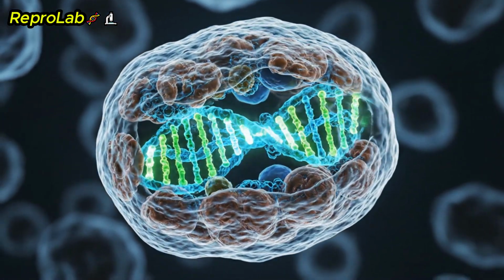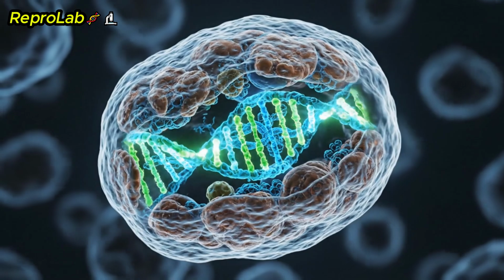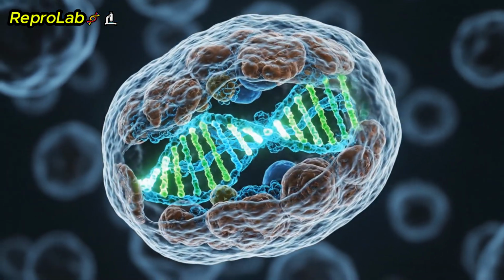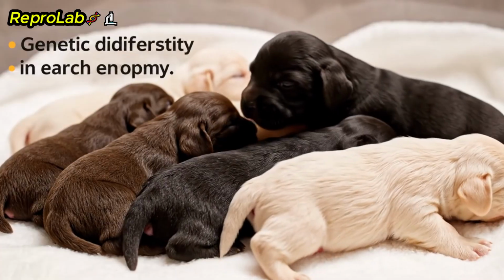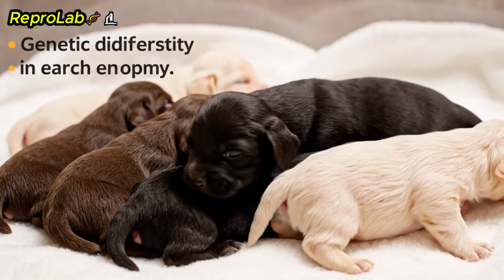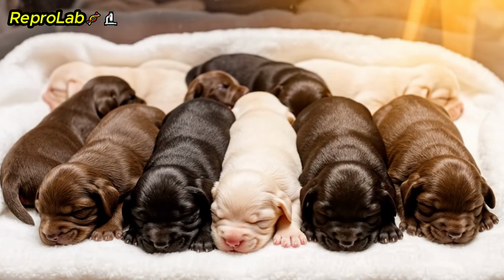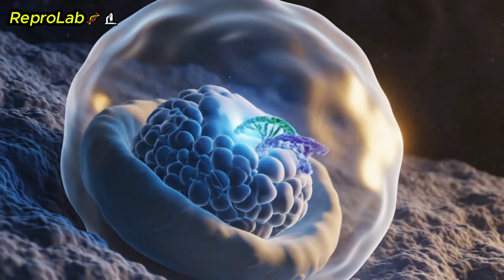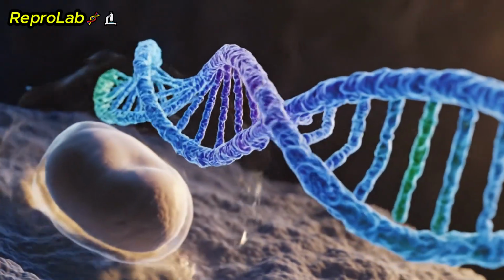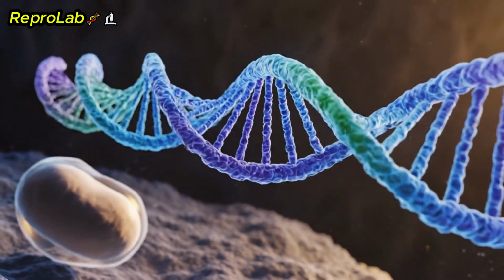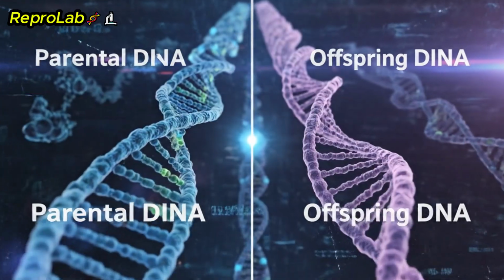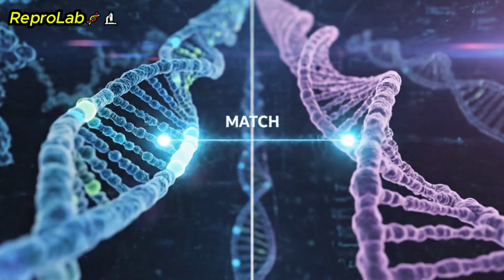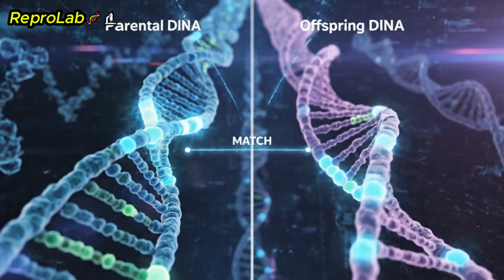Notice the pulsing DNA, emphasizing active genetic processes. Genetic diversity ensures unique traits in each Labrador puppy. Here, the complete DNA helix of the embryo is visualized. Compare parent DNA to offspring DNA, highlighting inheritance patterns.